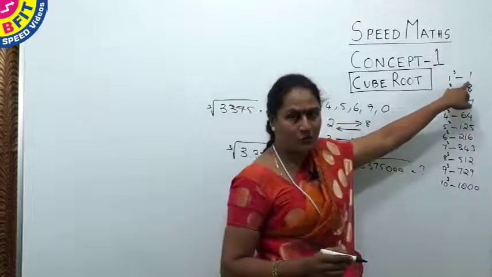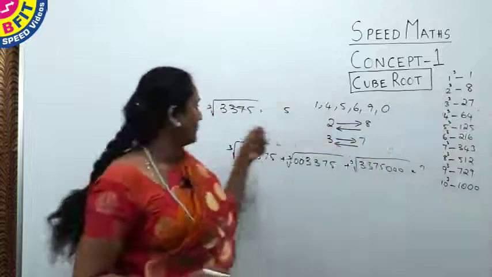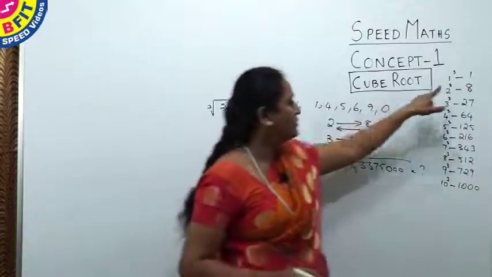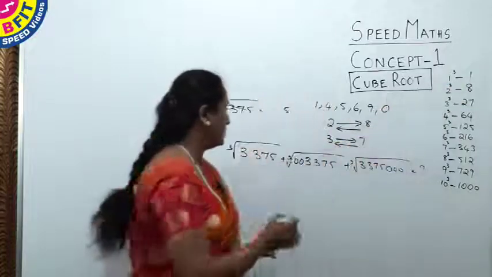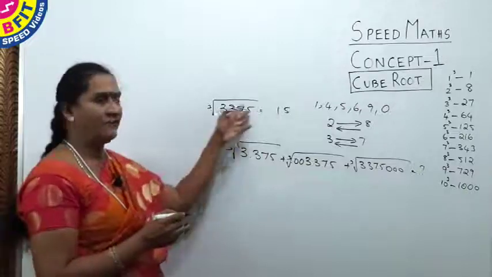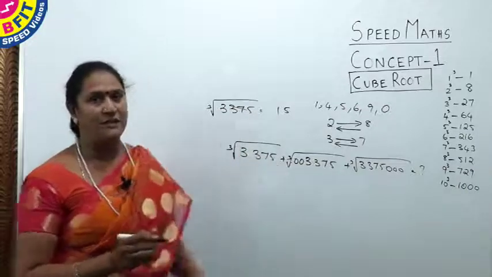It has crossed only the cube of 1. The cube of 2 is 8, so we have a number lesser than 8. So this 3 has crossed the cube of 1, so the tens place is 1. So the cube root of 3375 we have got is 15. Now using this value we will place the decimals.